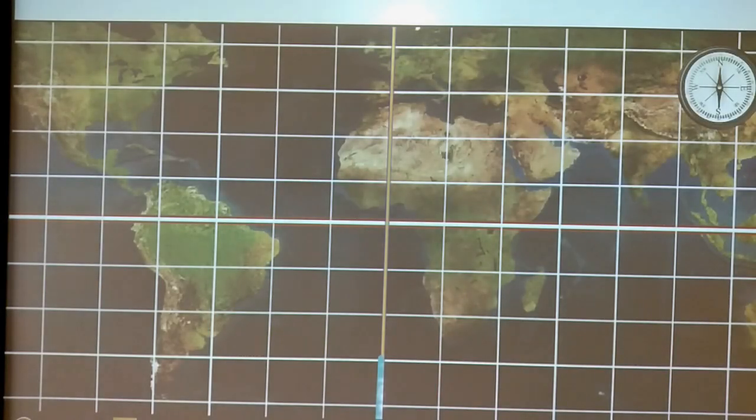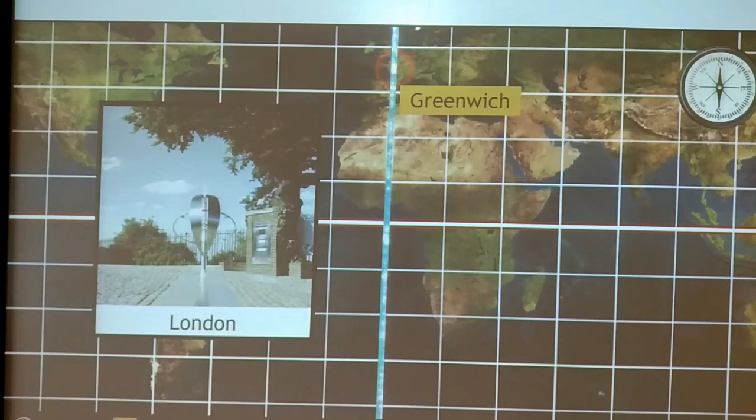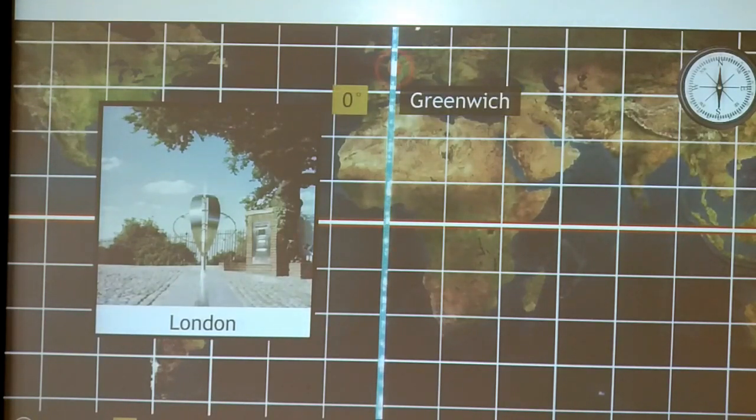Yes, now we will talk about the prime meridian. Prime meridian is the line or the longitude with 0 degrees. It passes through Greenwich, which is in London, and it has 0 degrees because it comes in the center of the globe.